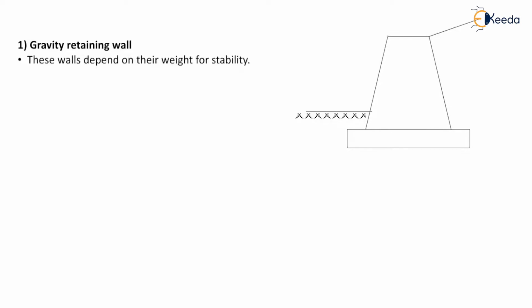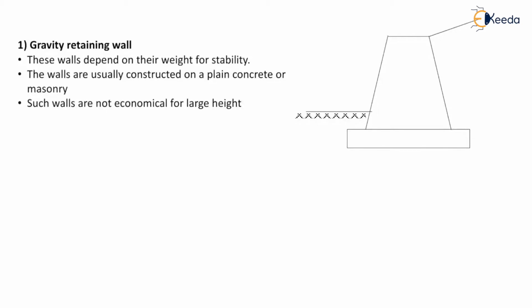So the first type of retaining wall is gravity retaining wall. Here in this figure we can see a gravity retaining wall. This wall depends on its weight for stability. The walls are usually constructed of plain concrete or masonry. Such walls are not economical for large heights.